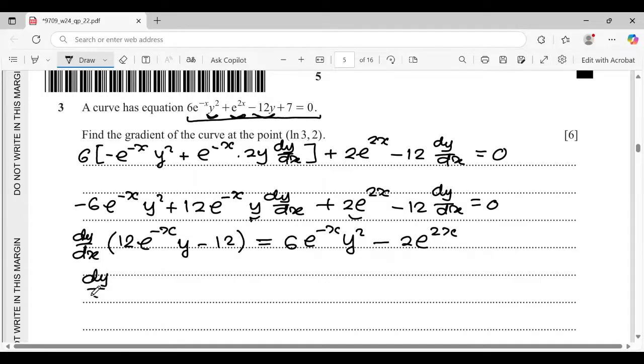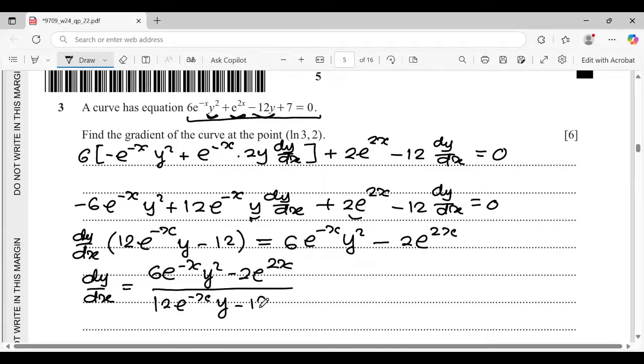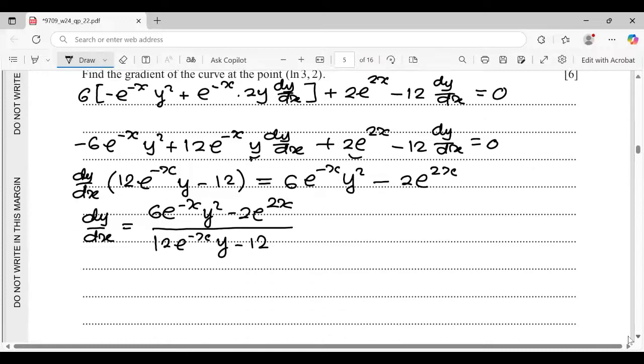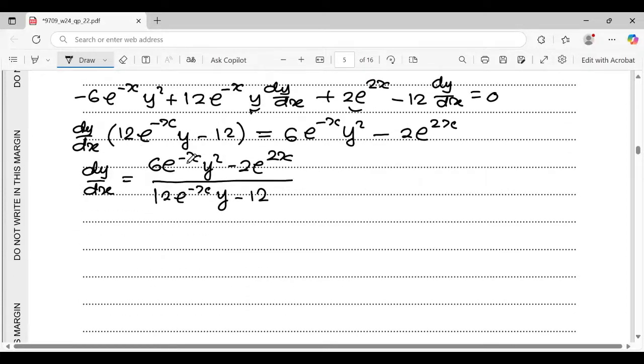So dy/dx equals 6e to the power minus x, y squared, minus 2e to the power 2x, over 12e to the power minus x, y minus 12. And based on the information, the curve is at point ln 3, comma 2, x equals ln 3 and y equals 2. So now I would like to change x becomes ln 3 and y becomes 2.